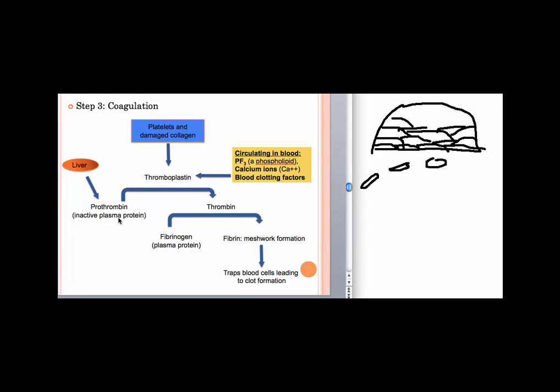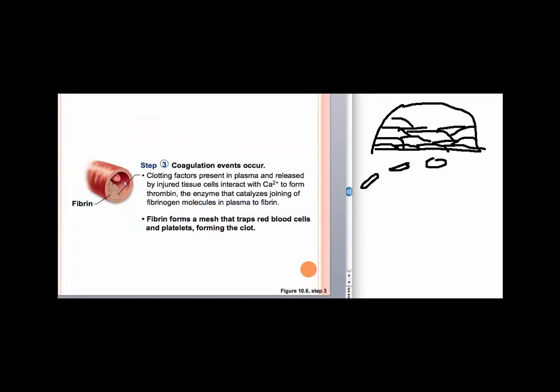Within our blood, we have this inactive plasma protein called prothrombin that's secreted by our liver. But in the presence of thromboplastin, which will only become activated because here we have damaged collagen and activated platelets that have been bound towards a site, collectively, this is going to activate prothrombin to become thrombin. Thrombin, in turn, will activate another plasma protein called fibrinogen to form fibrin. Now we have fibrin, which can finally hold the clot and anchor all those platelets into place.